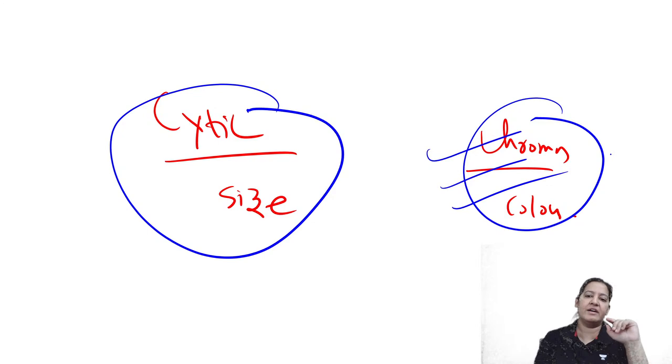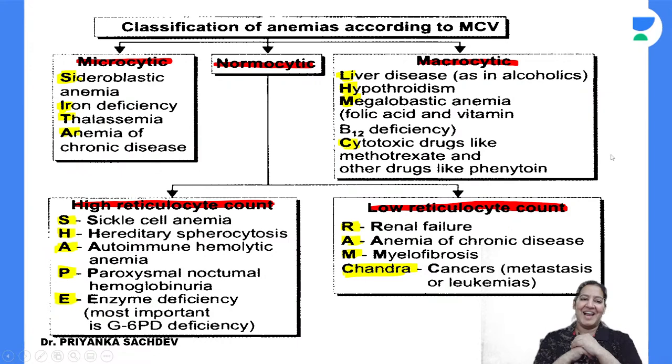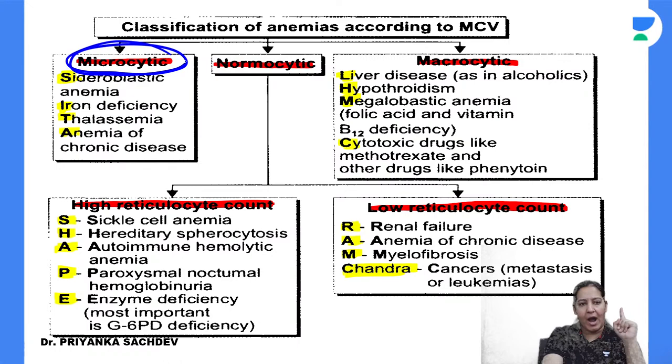Now tell me the examples. Let me start with microcytic hypochromic, the first type of anemia. Micro hypo. So size is less, color is less. There are only four anemias which are microcytic and hypochromic. The mnemonic is SITA. S-I-T-A. S is sideroblastic anemia. I is iron deficiency anemia, IDA. T is thalassemia. And A is anemia of chronic disease.